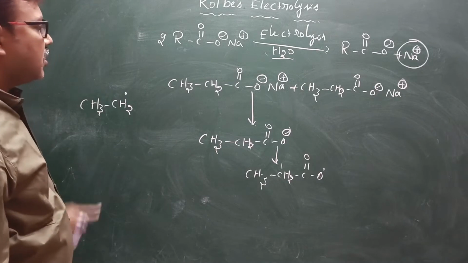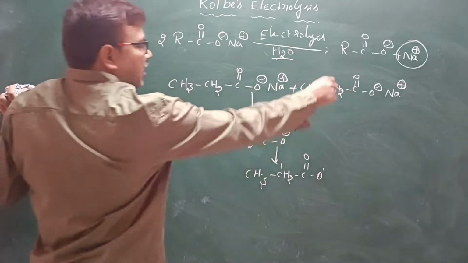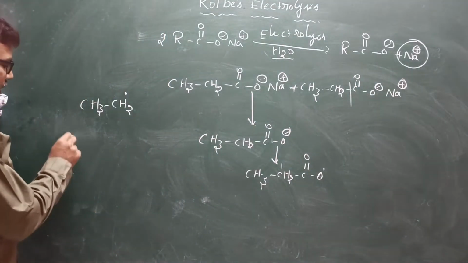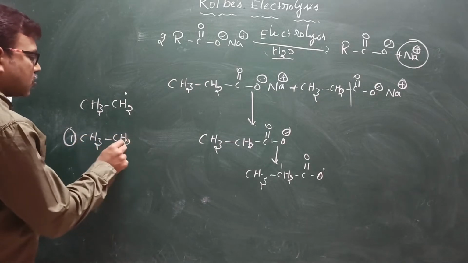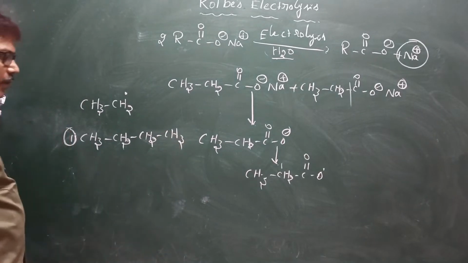Okay. So this is a free radical. Now CH3CH2 free radical combined with CH3CH2 free radical to give butane, CH3CH2CH2CH3. This is one product.